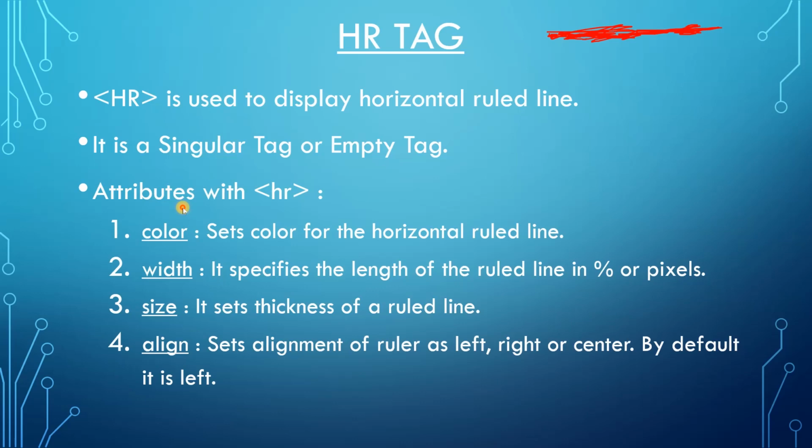First, the HR tag is used for what purpose? It is used for displaying the horizontal ruled line. It is a singular tag, or we can say empty tag, because it does not have a closing tag. Then attributes of HR: first is color, used to give color to the line. Width, how much of the screen the line should occupy. Then size, for setting the thickness of a line. Then align, for setting where the line should come, in the center or the right side. And by default it will always be on the left.